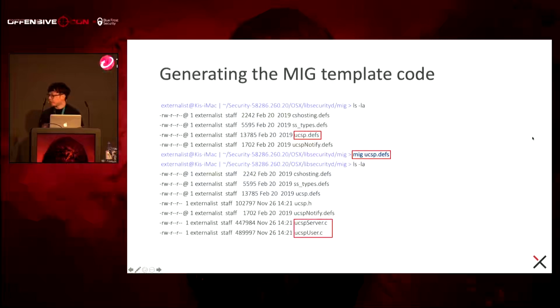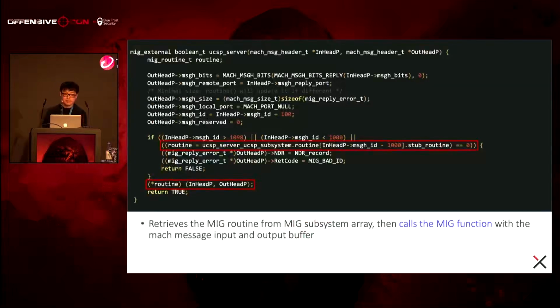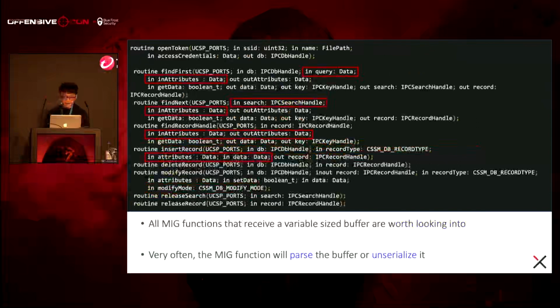And the source code of ucsp_server is not actually included in the source archive, but you can generate it with the mig utility, which auto-generates the server and client-side code for the MIG definitions. After that, you have the source code for the ucsp_server function. This function essentially chooses which MIG function it's going to call based on the msgh_id field, and actually calls the MIG function. And all of the MIG function definitions are declared in a file with the .defs extension.